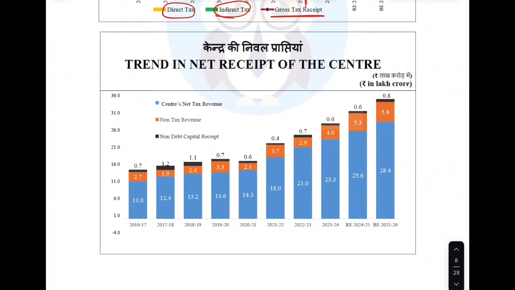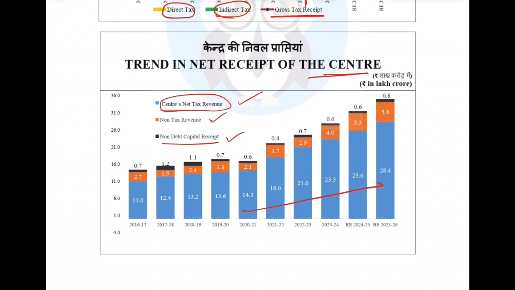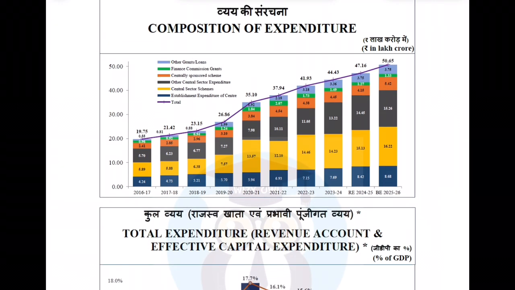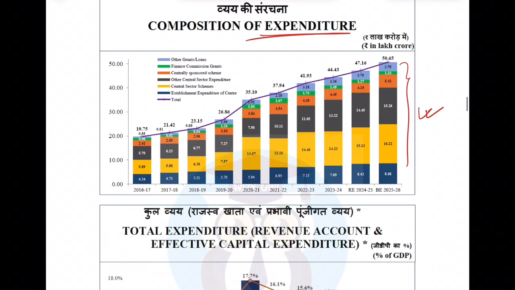And the net receipts of the center, means how much they are getting and from where: the non-tax revenue, non-debt capital receipts, and center net tax revenue. So it is increasing each year. You can see there has been an increasing trend. So just look into the trend. No need to learn all the data. Similarly, the composition of the expenditure, how much they are spending and on which sector, is also increasing.